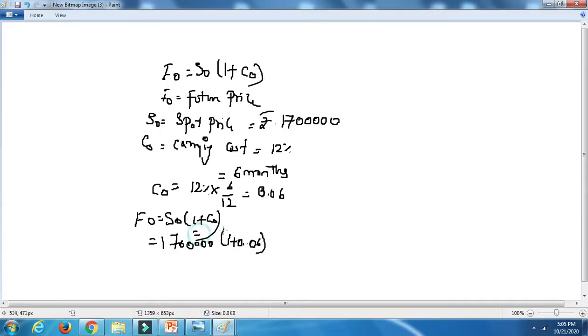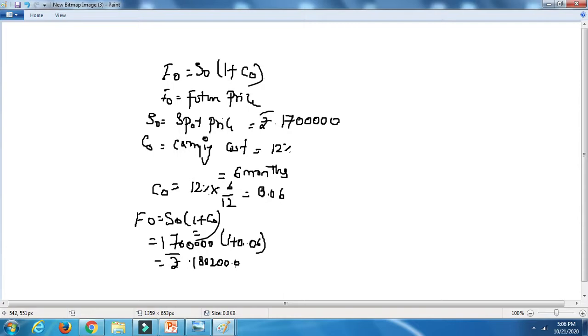So it will come to how much? If you multiply this, you will get 18 lakhs 2,000 rupees as future contract price. Future price is nothing but your 18 lakhs 2,000.